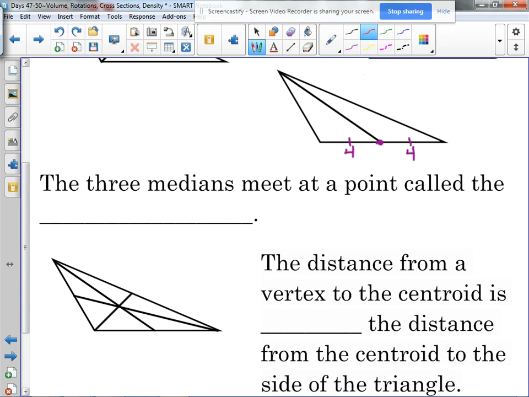So if we put all the medians on one triangle, that's what I have in that illustration below. They intersect at a point, and that is called the centroid of the triangle.